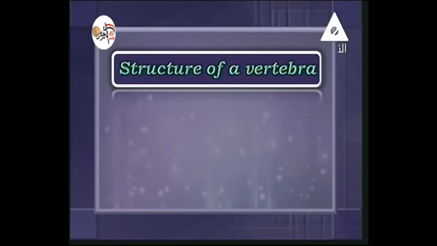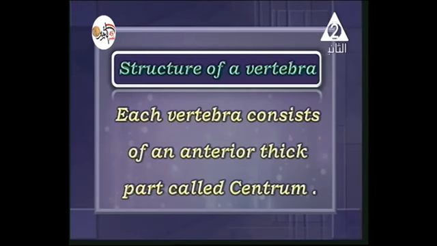After that, we need to know the structure of a vertebra. Again, we studied the vertebral column, and we said it consists of 33 vertebrae, and it has different functions. But right now, we're going to study the structure of just one vertebra. Any vertebra consists of what?